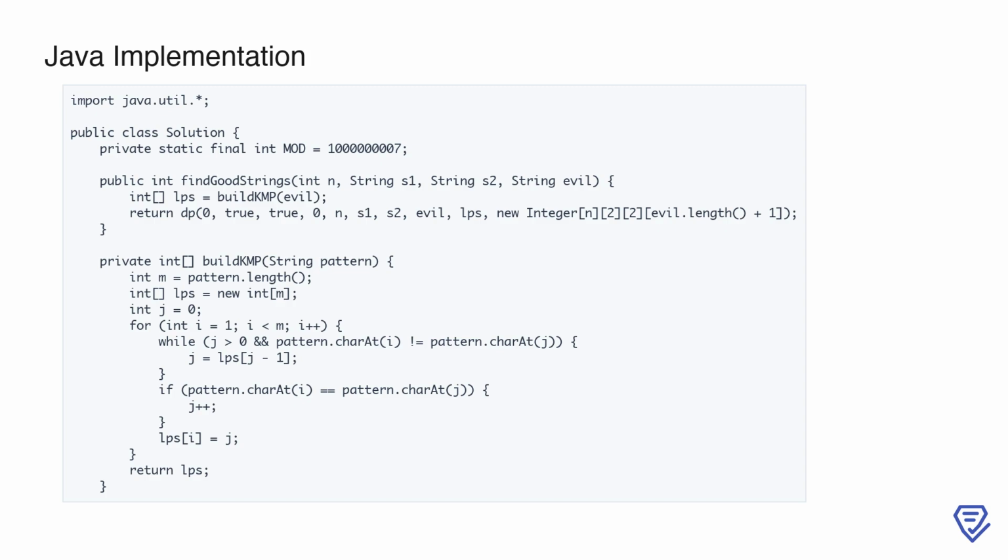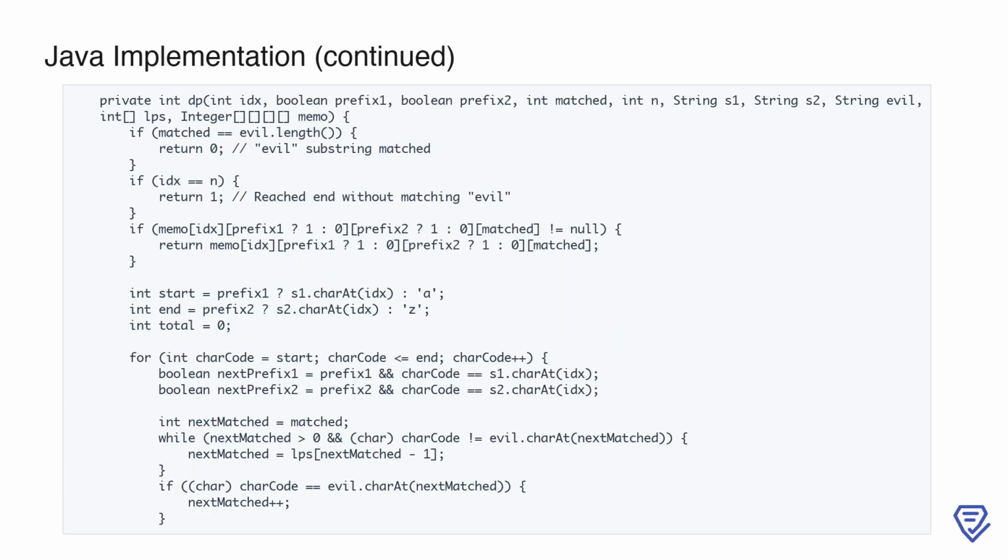The buildKMP function calculates this array, which helps in efficiently matching the evil substring during the dynamic programming process. The for loop iterates over the pattern, updating the LPS array based on previously computed values, ensuring that we can quickly backtrack when mismatches occur. This pre-processing is crucial for detecting and avoiding the evil substring as we generate valid strings between S1 and S2.